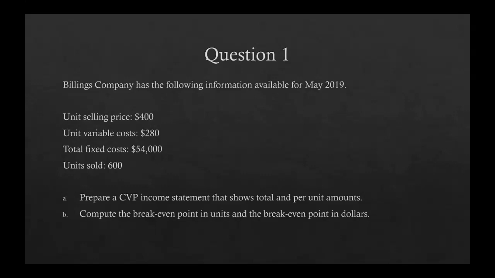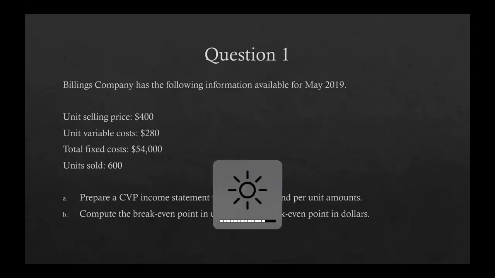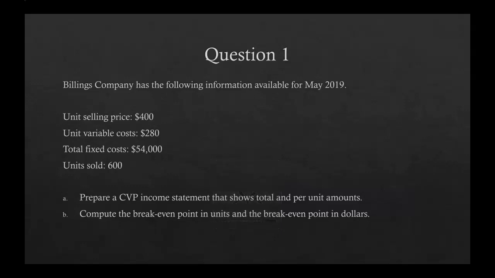So let's go over the chapter 22 to 24 review. This first question says Billings Company has the following information available for May 2019. We have a unit selling price of $400, unit variable costs of $280, and total fixed costs of $54,000. It also tells us that we sold 600 units.